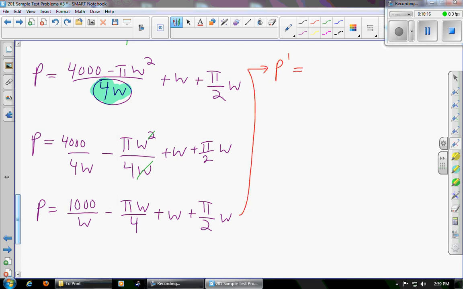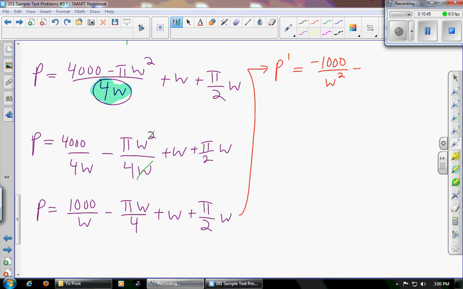P prime equals the derivative of 1,000 over w. You can use the quotient rule. It's pretty quick. You can rewrite it as 1,000 times w to the -1. Or if you remember that shortcut that I shared with you way back when, the derivative here is immediate. It's minus the constant over w squared. Minus. And now we're looking for the derivative of pi w over 4.